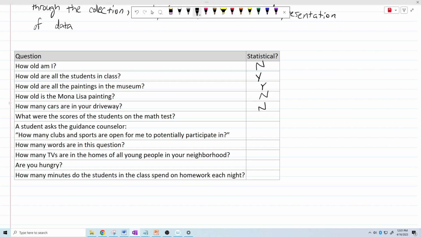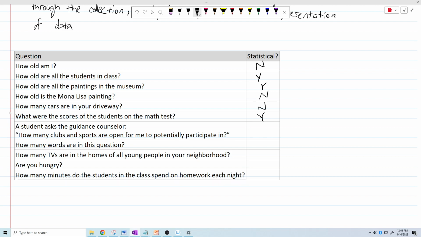So, no. What were the scores of the students on the math tests? Well, you should have an intuitive sense here that not everyone's going to score the same grade. Some of you will get A's, B's, C's. Depending on who you ask, you're going to get a different answer. So yes, there's variability there. It is a statistical question. I think you're seeing the pattern here, guys.